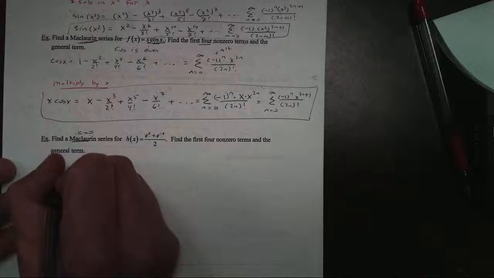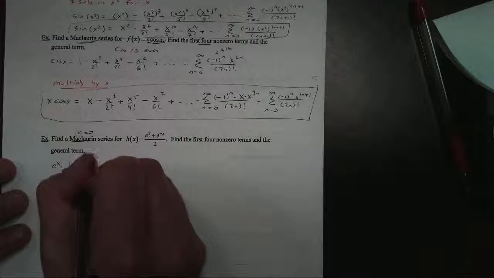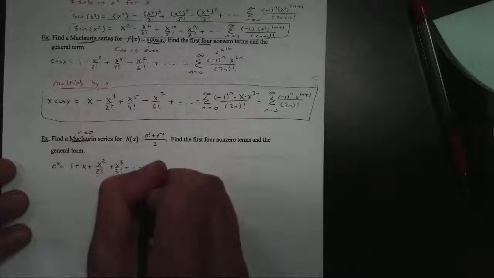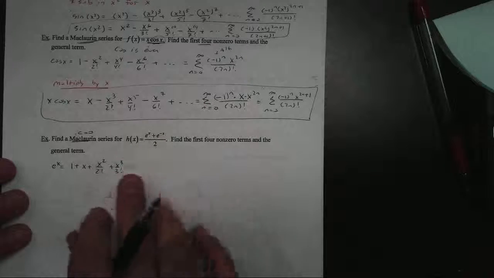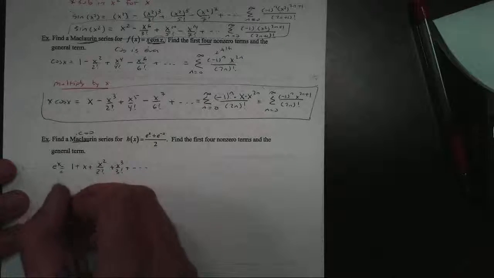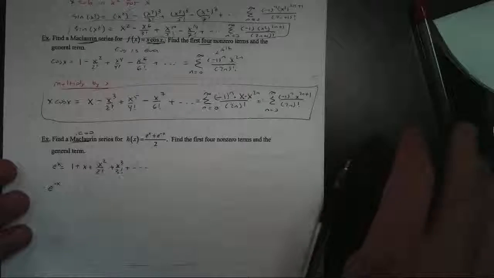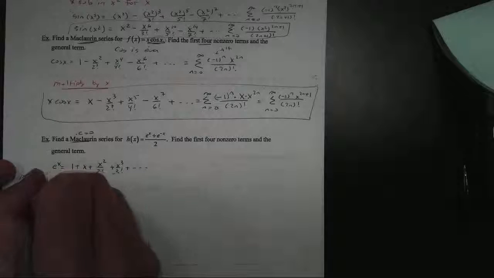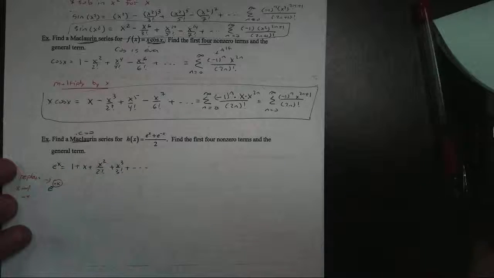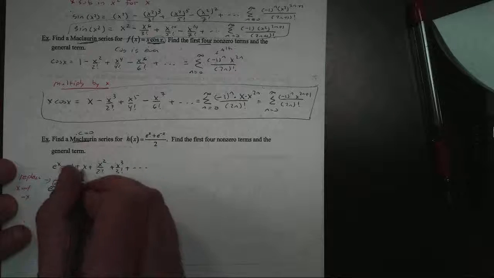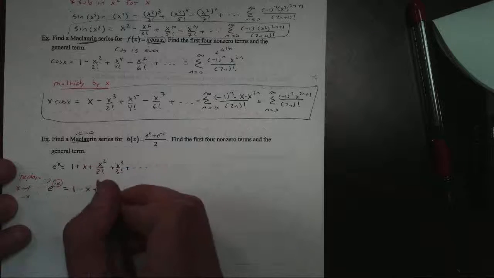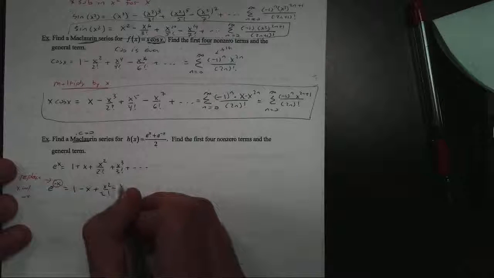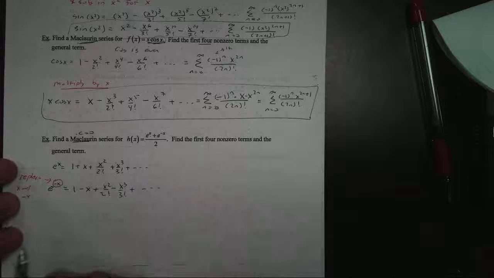So the first thing you need to know is e to the x. Well, we got that already. This is 1 plus x plus x squared over 2 factorial plus x cubed over 3 factorial plus dot dot dot. Now notice I'm not going to write my general term just yet. Okay? Let's see what happens here. If I go e to the negative x, well, we're just going to replace x with negative x. So everywhere there's an x, I put in a negative x. So 1, this becomes minus x. Because of the even power, that becomes plus x squared over 2 factorial. Odd power becomes negative x cubed over 3 factorial plus dot dot dot.